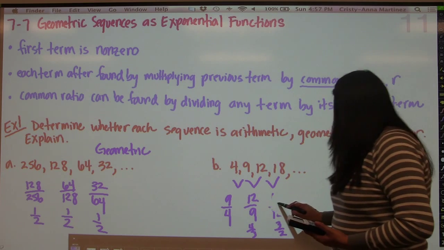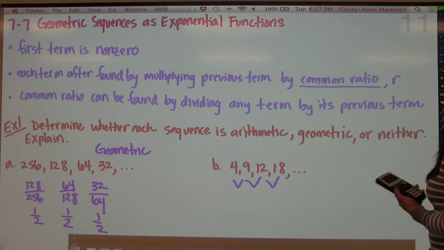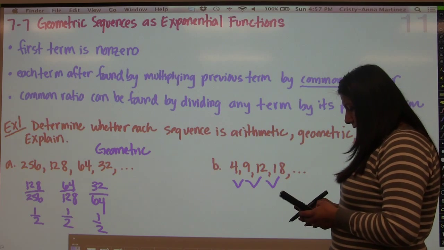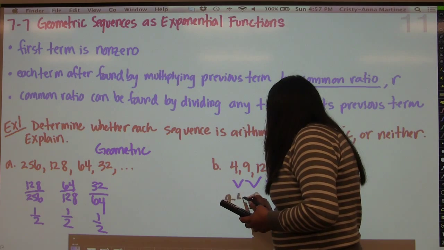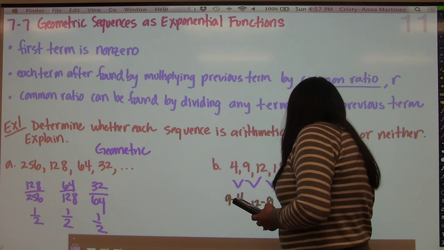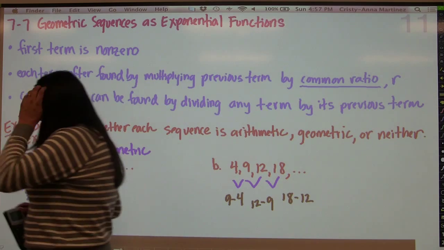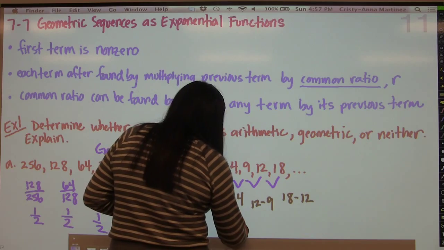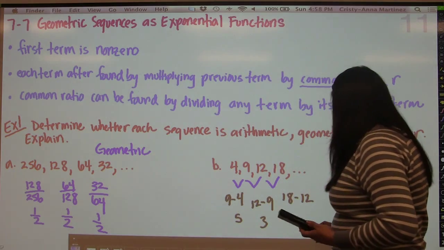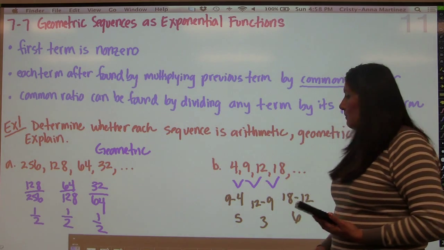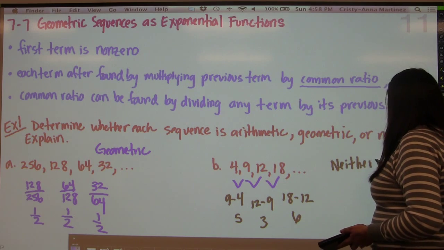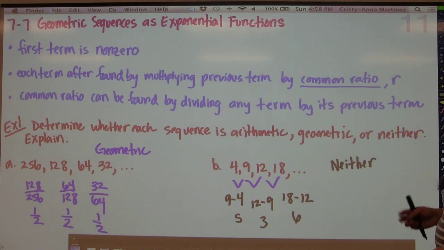So then the next thing we want to try is to see whether or not it's arithmetic. So in an arithmetic sequence, you would have a common difference. So you would say 9 minus 4, 12 minus 9 and 18 minus 12 would be the 3 differences that you'd be looking at. But again, 9 minus 4 gives you a 5, 12 minus 9 gives you 3, and 18 minus 12 gives you 6. So you don't get the same difference every time. This is not arithmetic, it's not geometric, so you would put that it's neither. And as far as your explanation goes, you just explain that it doesn't have a common ratio, doesn't have a common difference, therefore it's neither.